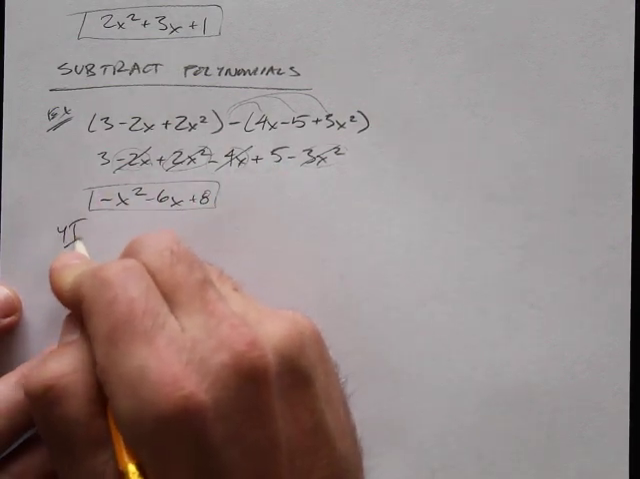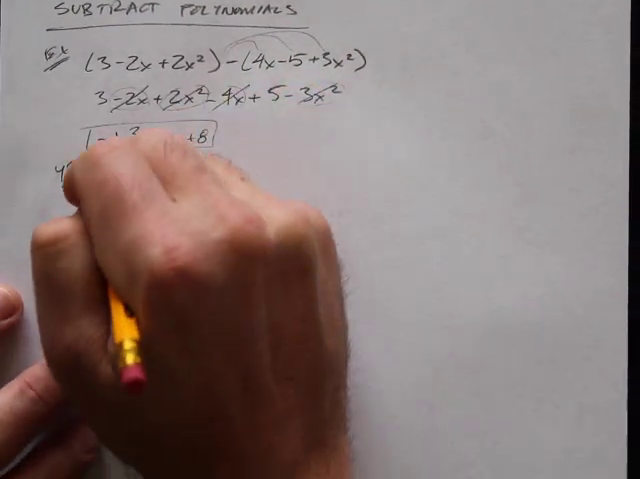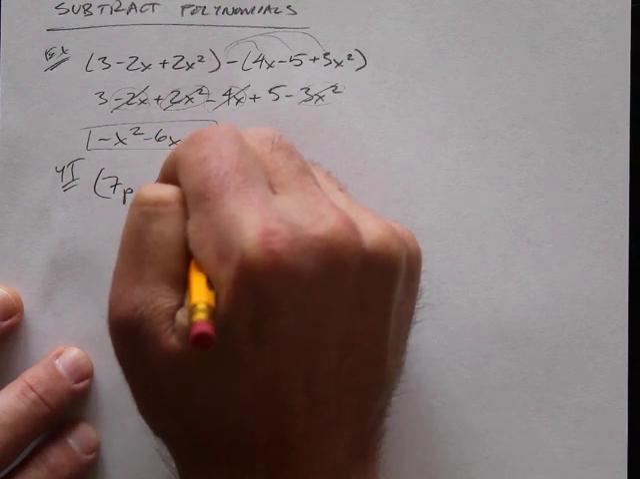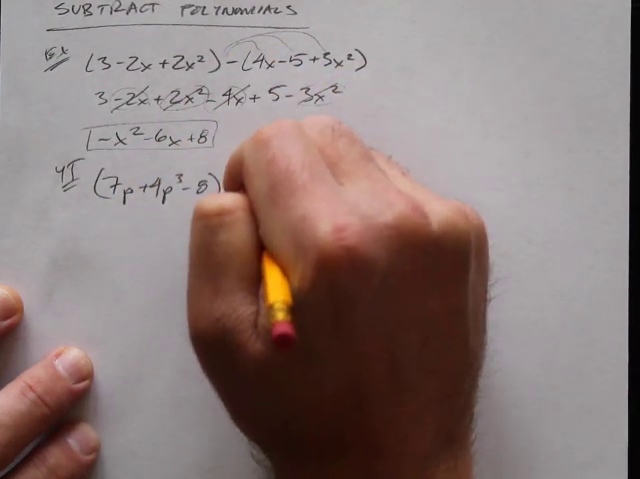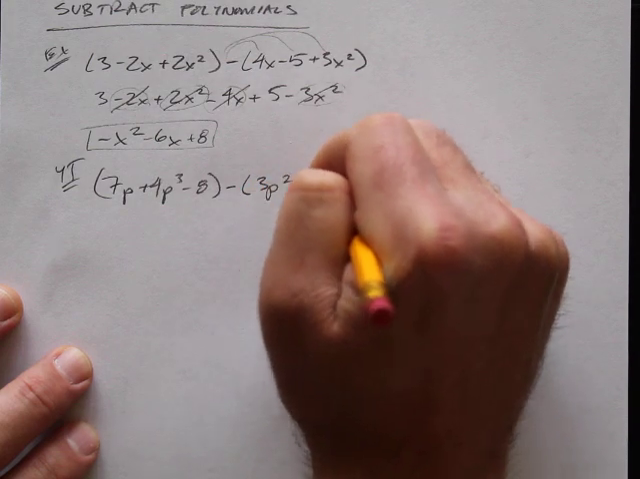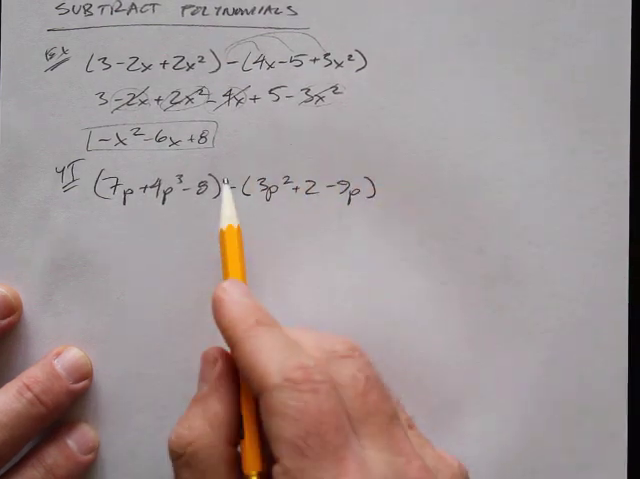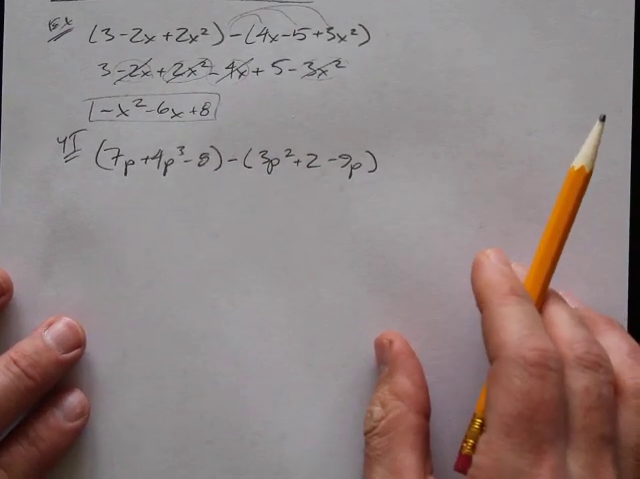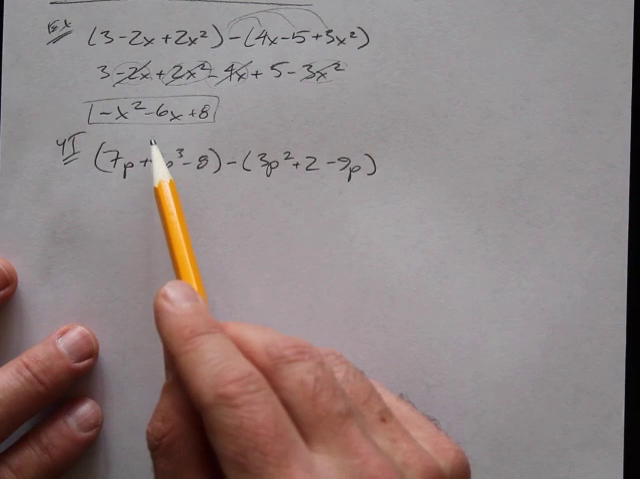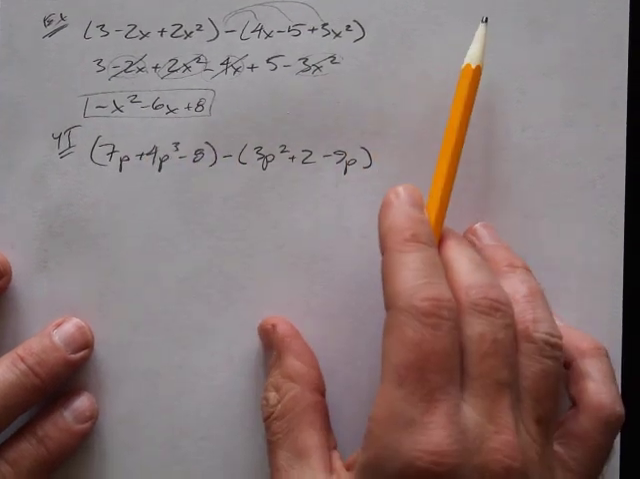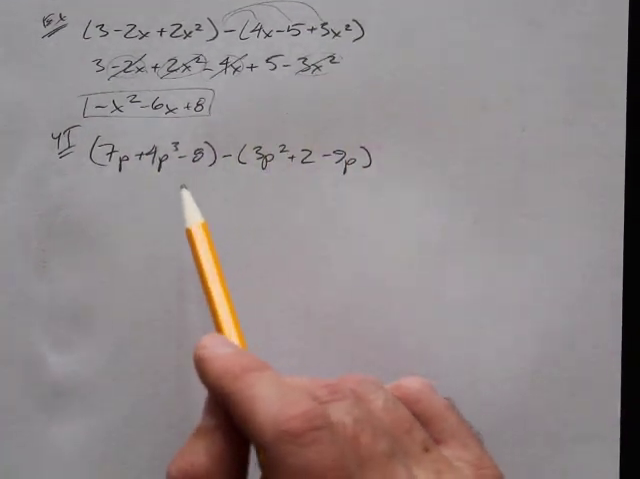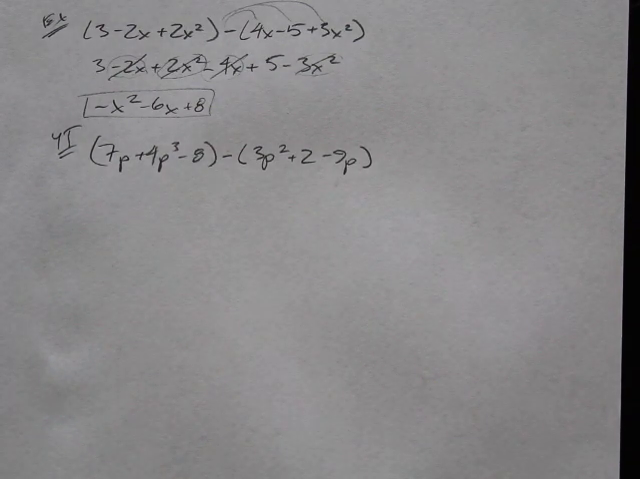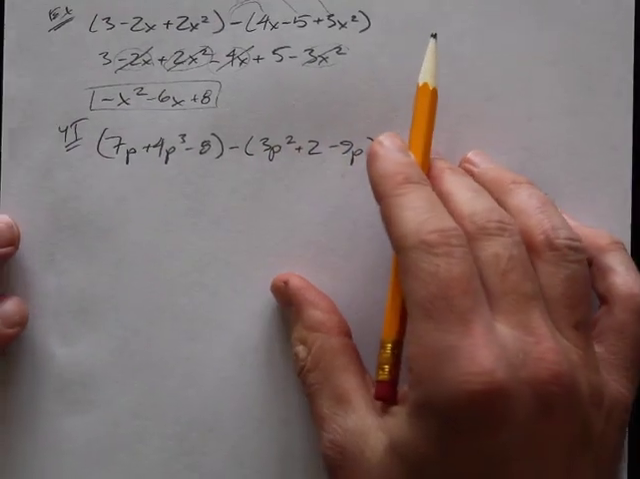Okay, one more. And this one is for you to do on your own. 7p plus 4p cubed minus 8 minus 3p squared plus 2 minus 9p. Okay, so you're going to do this one on your own. Make sure you distribute that negative in there before you ignore the parentheses or make them go away. And then subtract, add the like terms, combine like terms. Okay, pause and go. Okay, let's see how you did.